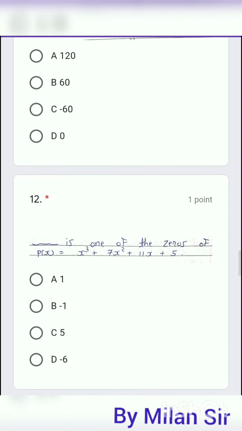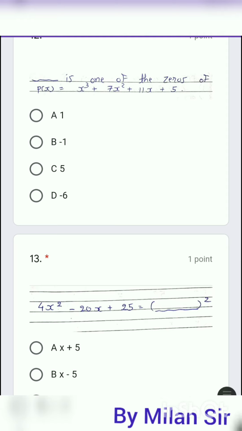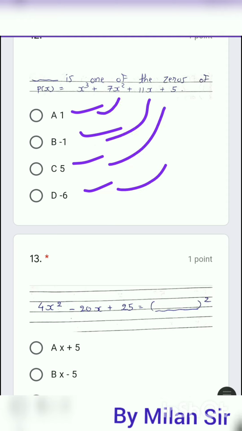Then question number 12. Here, which is one of the zeros of p of x equals x cube plus 7x square plus 11x plus 5? Now, what do we mean by zeros of a polynomial? It is that kind of value of x for which the value of the polynomial becomes 0. If we put the value in place of x, then we get the answer 0. So here one by one you need to check all the options. That means you need to put the value here, and if you get the answer 0, then that is the correct zero of the polynomial.